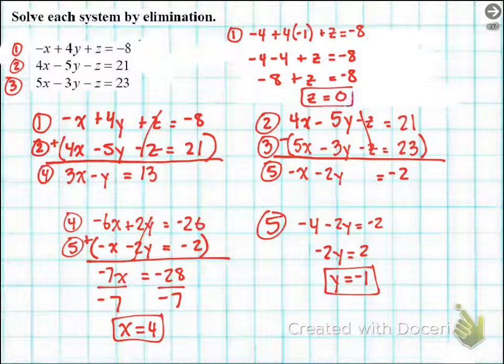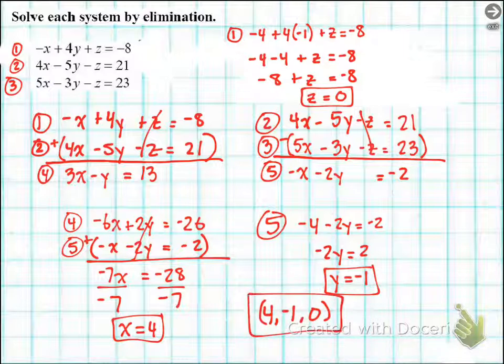0. Nice. Okay, so how do I write my final answer now? X, Y, Z, so it's going to be what? 4, negative 1, 0. Takes quite a bit of work, right? Okay, so this is systems of equations with 3 variables. And I'll end the recording there, okay?